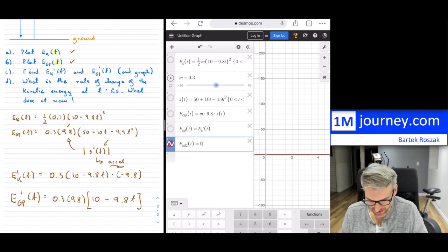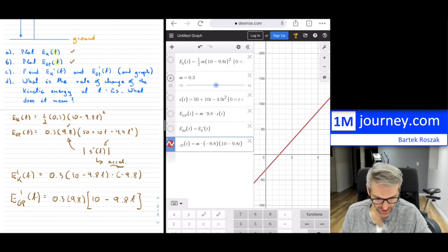So this is going to be 0.3, which is the mass. So we already know what the mass is, times, so notice negative. Okay, so it's going to be negative 9.8 times, and then 10 minus 9.8t. Okay, so that's going to be that.